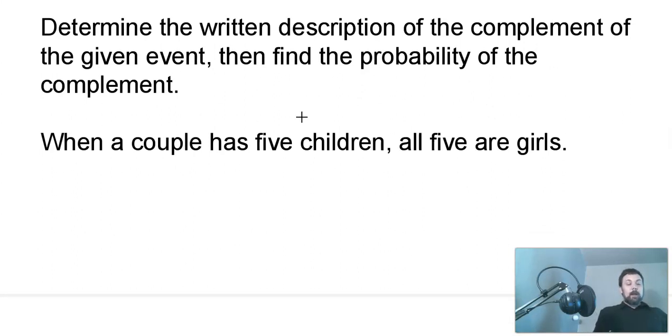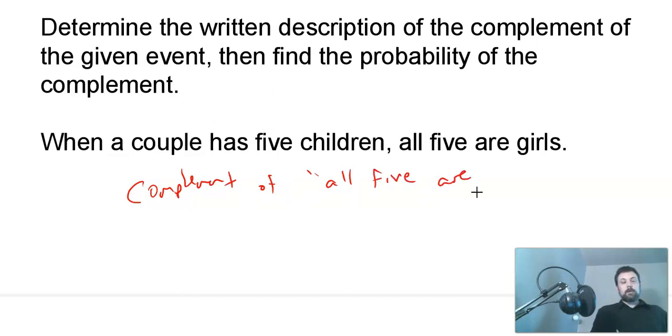So what is the complement of all 5 are girls? Now, if you're thinking, oh, it's that none of them are girls, that's sort of an opposite, right? That's the other extreme. So with 5 children, all 5 of them being girls is one extreme. None of them being girls is the other extreme. So in a way, they're kind of opposite. But what we mean by complement is not necessarily the exact opposite of it, but all the ways in which that thing does not happen. That's the kind of opposite we're talking about.